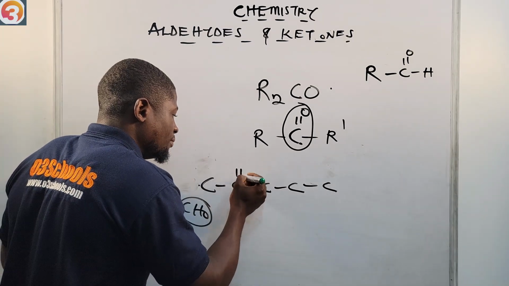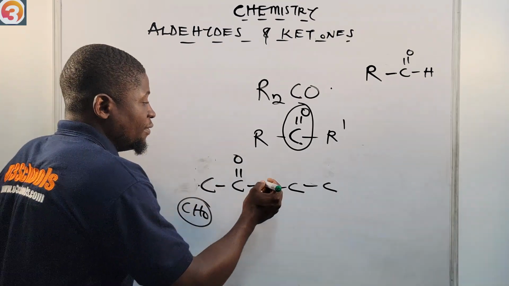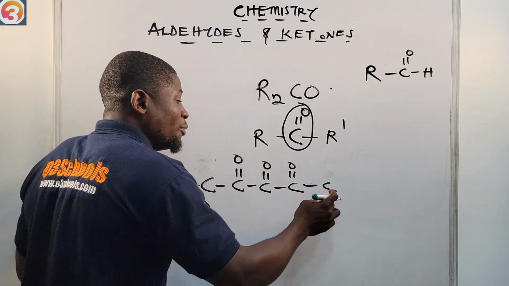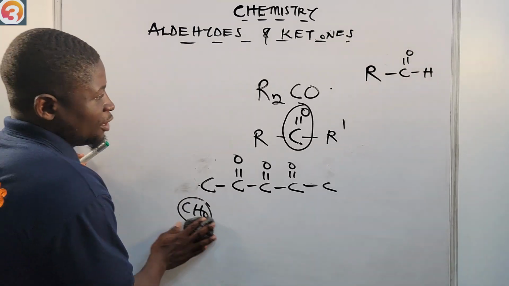Let's say we have it somewhere here. This is definitely a ketone. If you have it somewhere in the middle, it's a ketone. But once we have it at the ends, it's an aldehyde. So please take note of that.